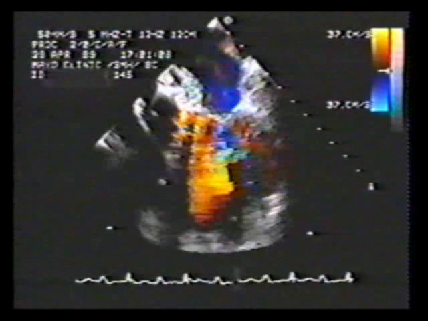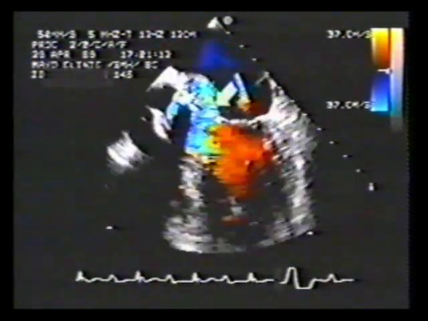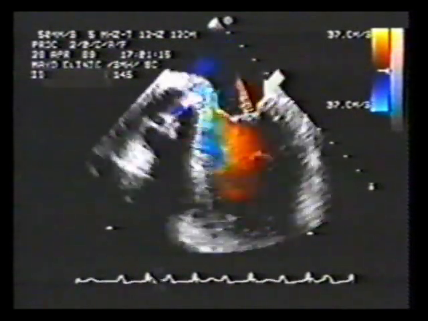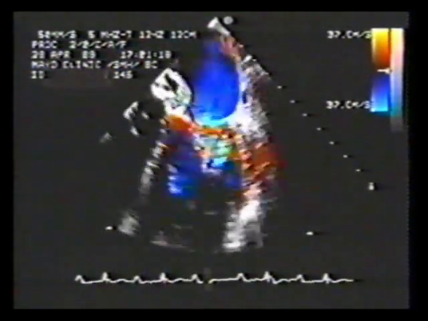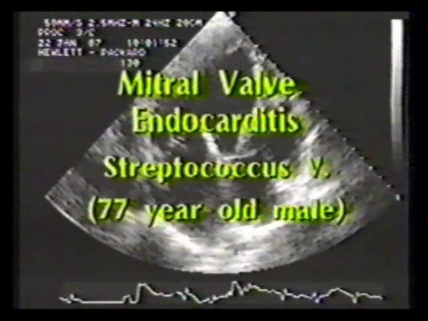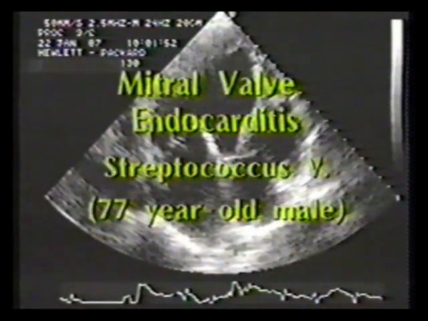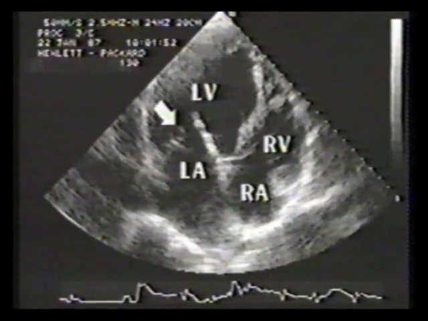With color flow Doppler, an alias signal fills the abscess cavity, confirming communication between the left ventricular outflow tract and the abscess. There is mild mitral valve regurgitation. The next two examples are of mitral valve endocarditis, the first in a 77-year-old male with Streptococcus viridans endocarditis. On apical four-chamber view, the mitral valve appears thickened and distorted.